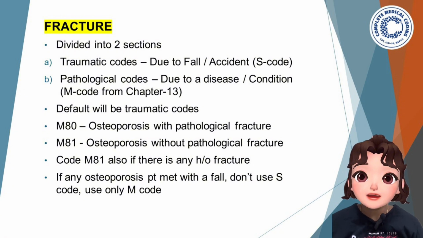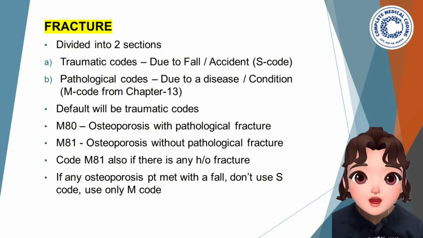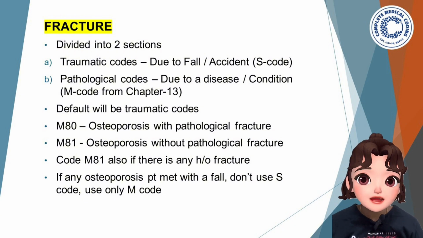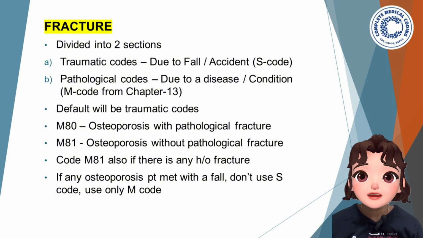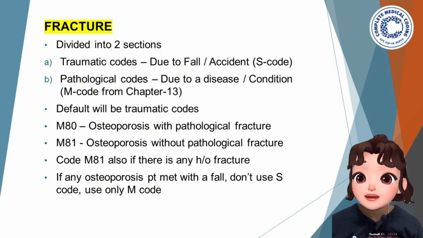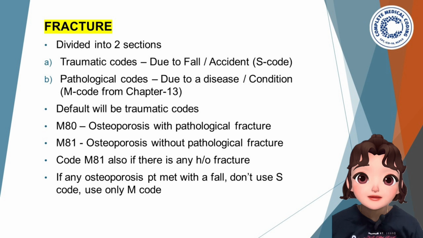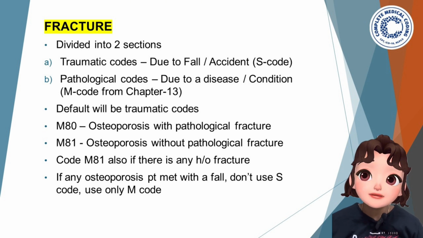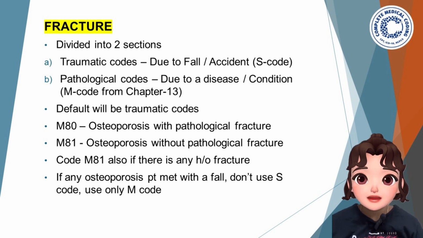The second one is pathological codes. Pathological codes we have already learned. Pathology means due to some condition or a disease. So pathological codes are M codes that we had already learned from chapter 13. Okay. So default will be traumatic codes, that is what we are currently learning, S codes. So always the default will be, if in the question it is mentioned about some fracture, default will be traumatic codes if nothing is mentioned.